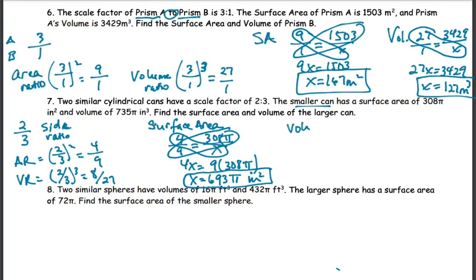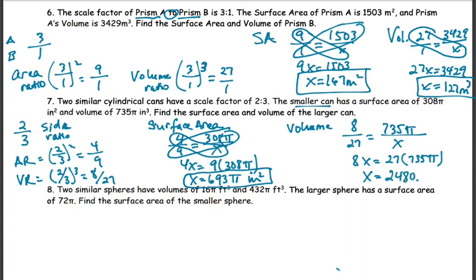All right, the volume, if you're trying to figure out volume, you're going to have to use the volume ratio. So my volume ratio is 8/27. The smaller can has a volume of 735 pi cubic inches. I'm trying to find the larger one. So cross multiply, I get 8x equals 27 times 735 pi. So if I multiply 27 times 735 and then divide by 8, I get 2,480.625. And then I'm going to attach that pi to it, inches cubed. And that's the volume of the larger one.